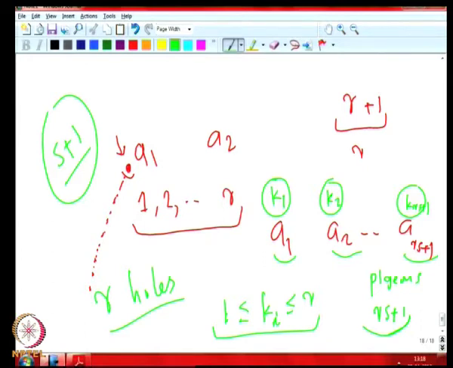Since there are only R halls, only R times S pigeons would be there, but we have RS plus 1 pigeons. So now these S plus 1 pigeons correspond to some numbers, say A_i1, A_i2, up to A_i(S plus 1). These pigeons should have a property: they form an antichain. This is what we are trying to prove, that there will be an S plus 1 sized antichain.